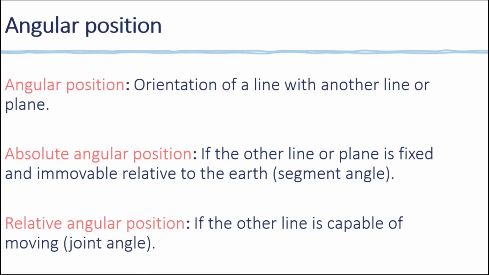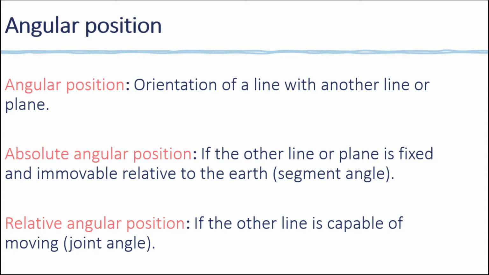Okay, so we've discussed units and direction of motion. Now let's talk about different ways of describing and calculating angular motion. Let's first talk about angular position. Angular position refers to the orientation of a line with another line or a plane.